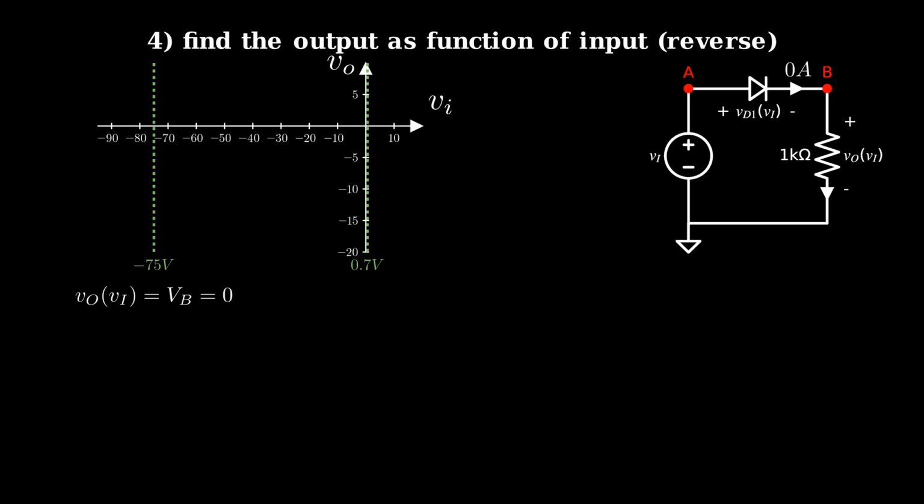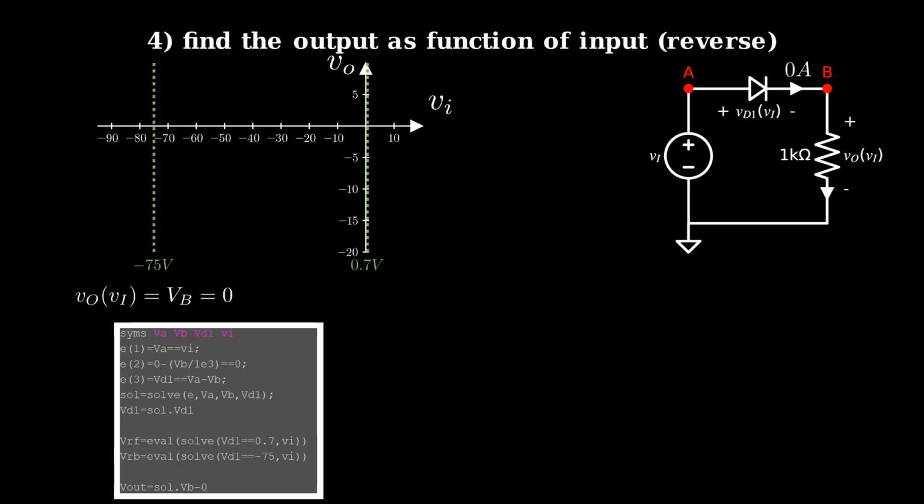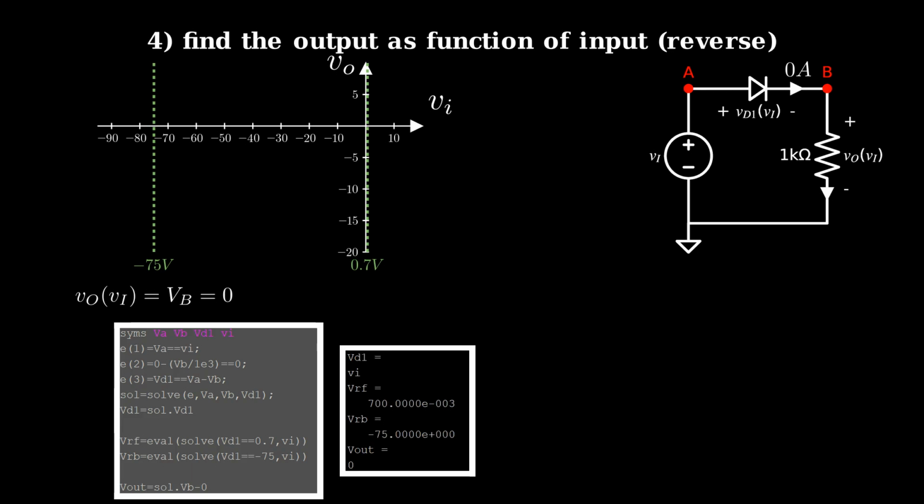For this circuit, the output voltage is just the voltage across the resistor. We can get this out of MATLAB, a bit silly here, but it will serve us well for more complicated circuits. Here is the code I used to find everything we've needed so far: the diode voltage, the border values of the diode regions, and the circuit output, all in terms of the input voltage. And here is the output of the code.